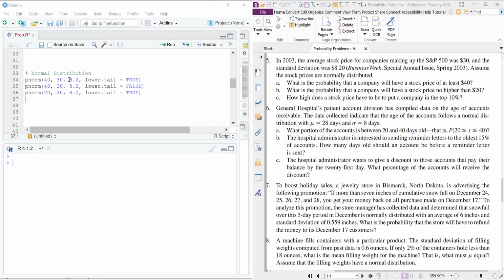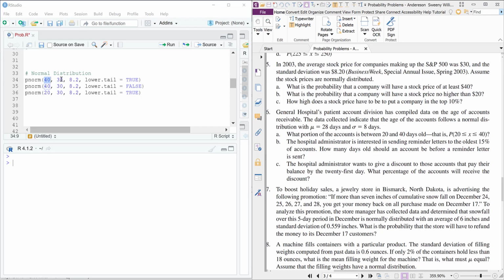Now for instance, let's say for this question that we just solved in Excel, this is the value of x, that's 40, that has been asked in the question, and then 30 is the average and 8.2 is the standard deviation. The question is asking what's the probability that a company will have a stock price of at least 40, which means 40 and above.